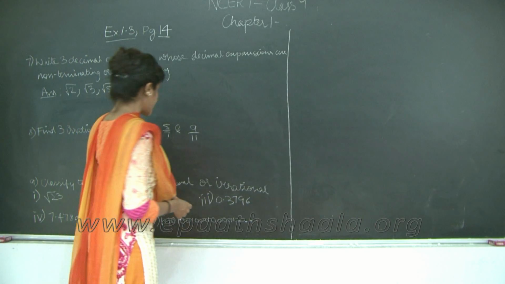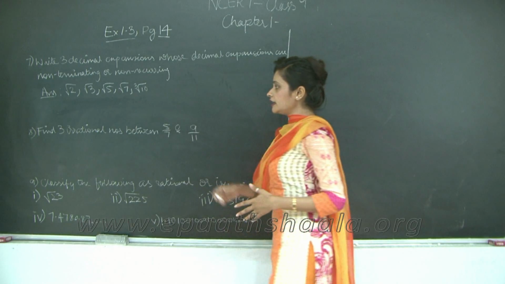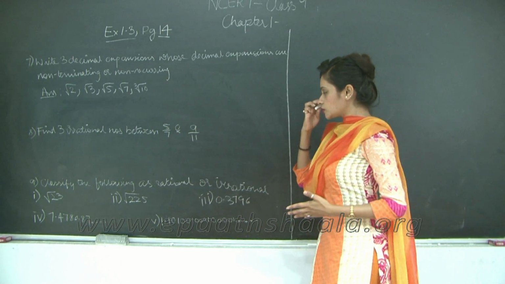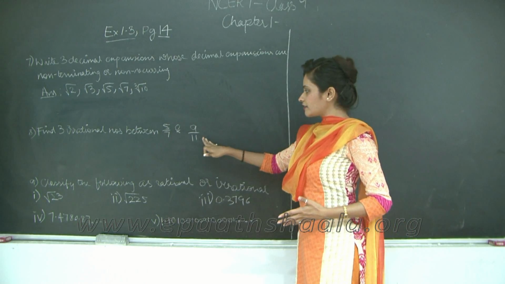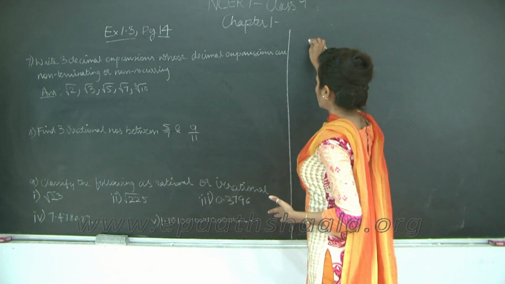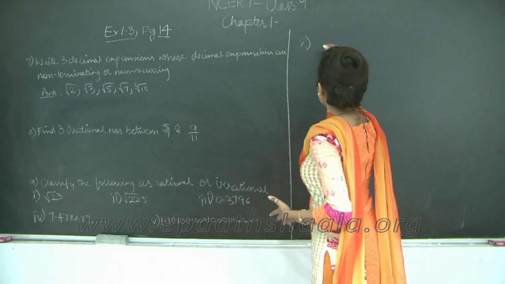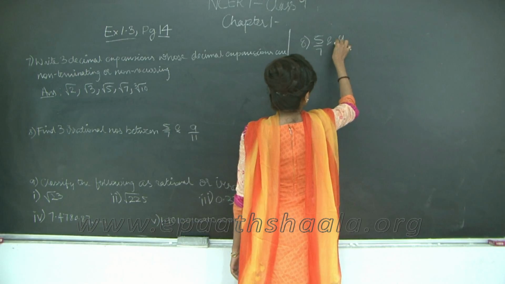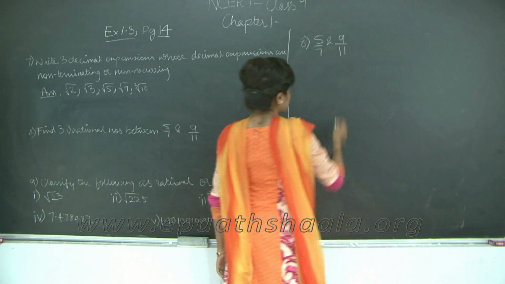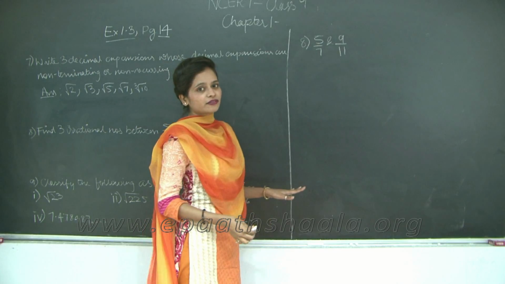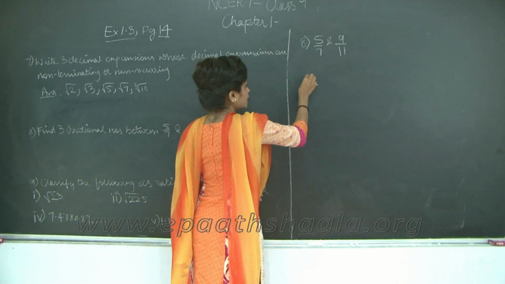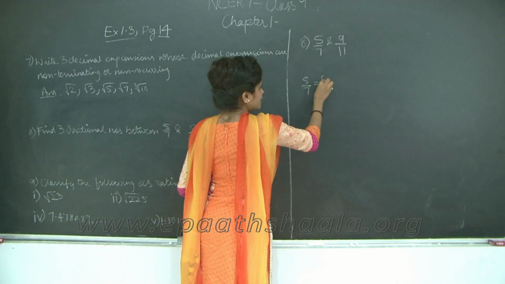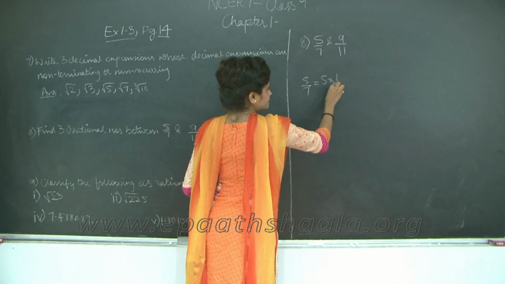So let us read the second question, the 8th one. Find 3 irrational numbers between 5 upon 7 and 9 upon 11. So let us first find the values of 5 upon 7 and 9 upon 11. We need to find irrational numbers between these two numbers. So let's find the value of 5 upon 7 and 9 upon 11 first. 5 upon 7 can be rewritten as 5 into 1 upon 7.